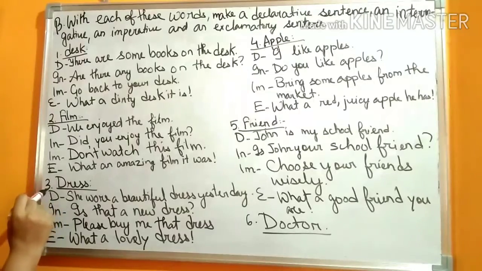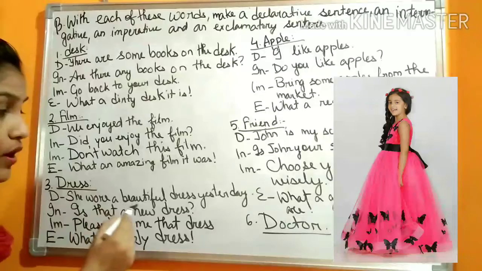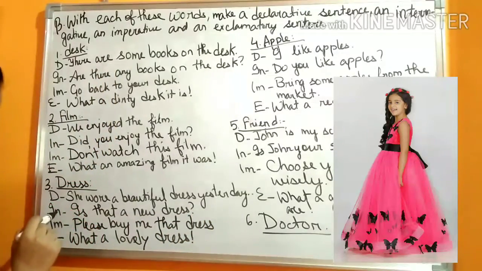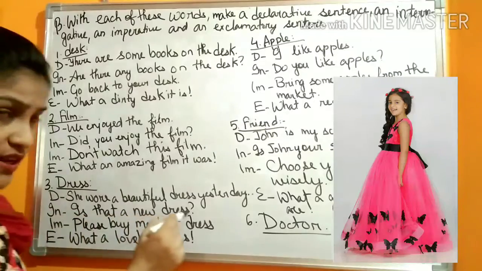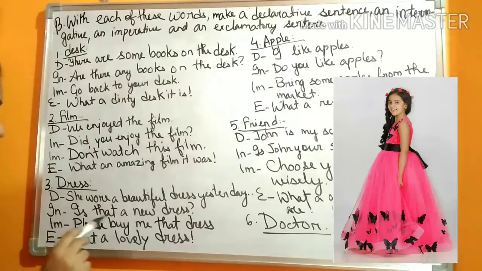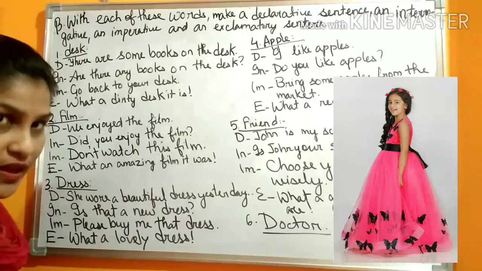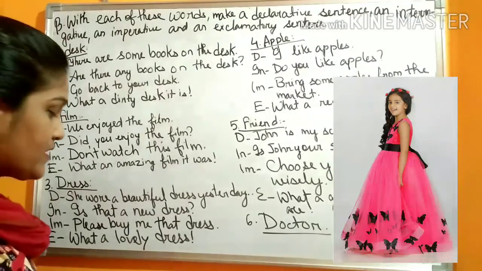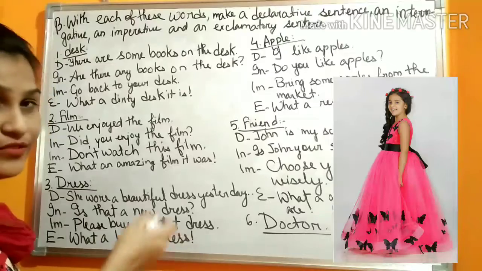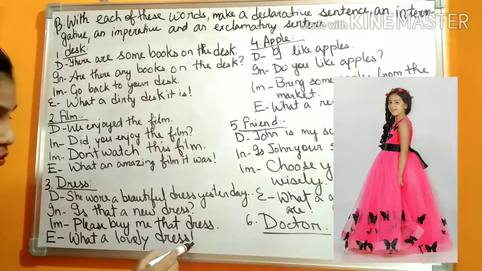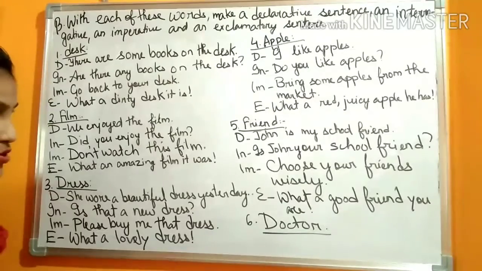Now for dress. Declarative, you can write she wore a beautiful dress yesterday. Okay, full stop. Interrogative, you can write is that a new dress? Imperative, please buy me that dress. This is what type of sentence? Request. Imperative, where you request someone to buy you that dress. Exclamatory, what a lovely dress. Don't forget to give the exclamation mark.